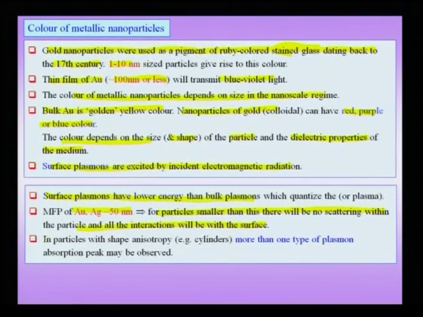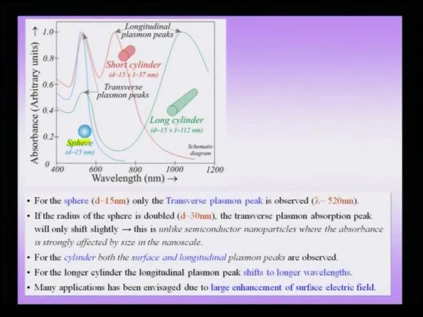And as we pointed out, in particles with shape anisotropy, and we are going to give an example of a cylinder in the next slide, more than one type of plasmon may be simultaneously excited, and we may observe absorption peaks corresponding to both longitudinal and transverse plasmons. So, this is a beautiful example. In this example, we have three kinds of objects: a sphere, a long cylinder which is marked in green, with the corresponding curve also in green, and a short cylinder.